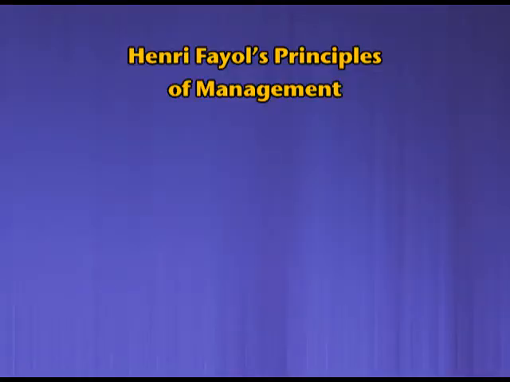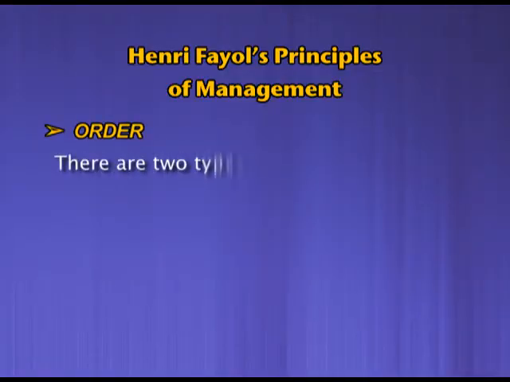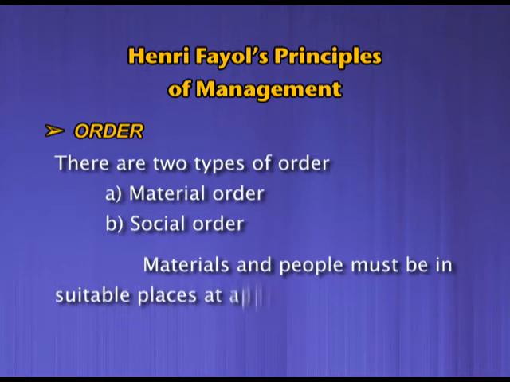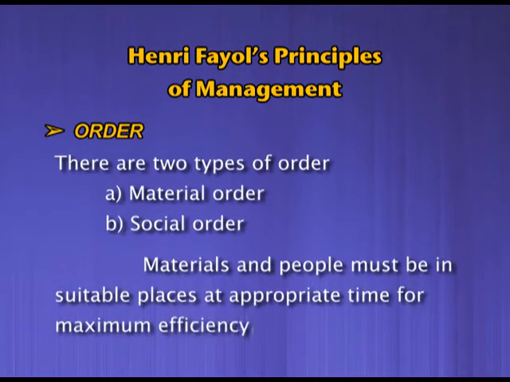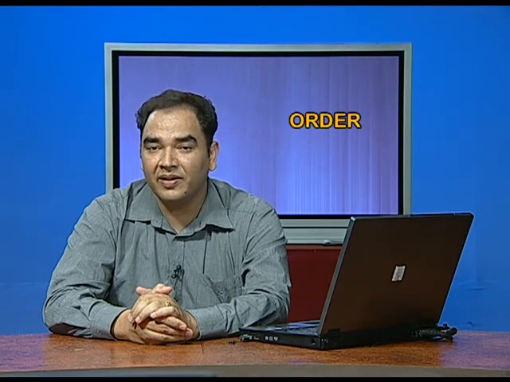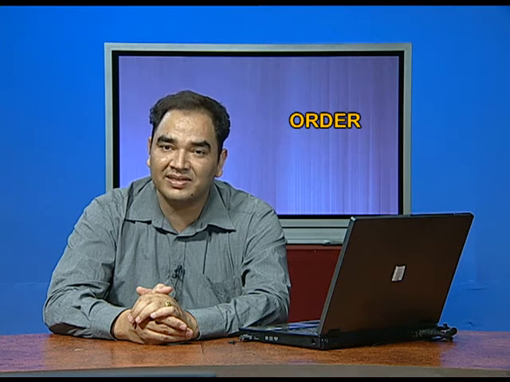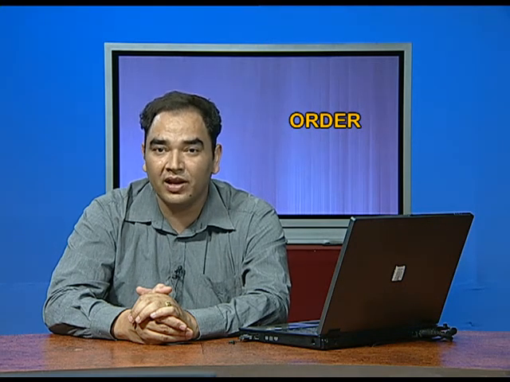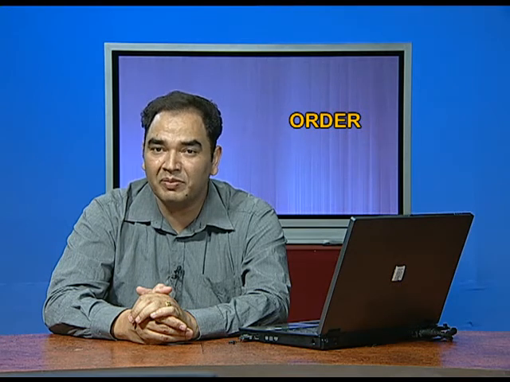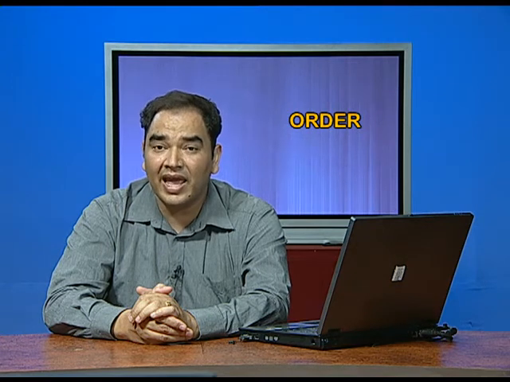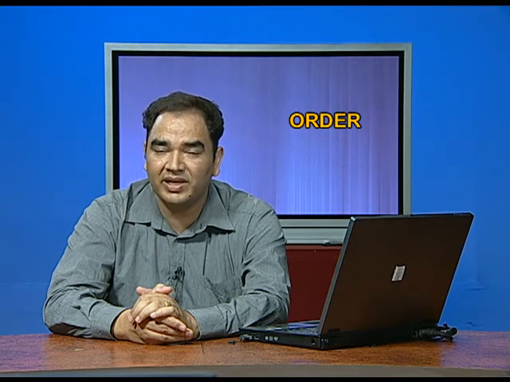The next principle is order. There are 2 types of order: material order and social order. Materials and people must be in suitable places at appropriate time for maximum efficiency. Here, order doesn't mean an order given by a person to another person, or your father giving an order to you at home. Here, order means each and everything should be placed where it should be. The human resources, the physical resources, everything should be placed where it should be.